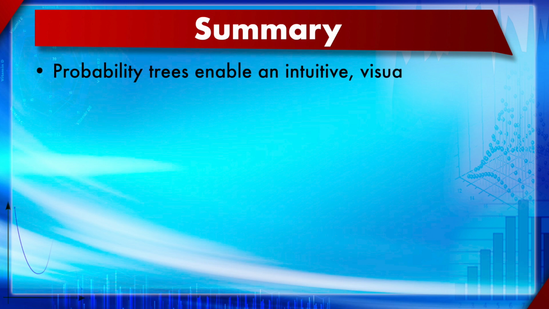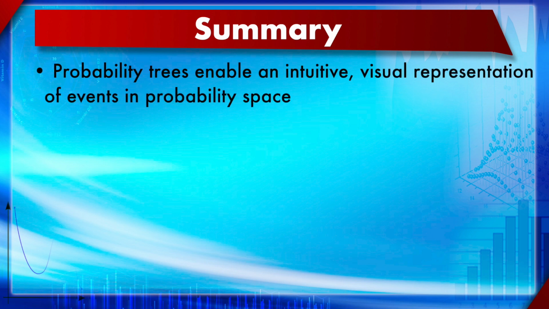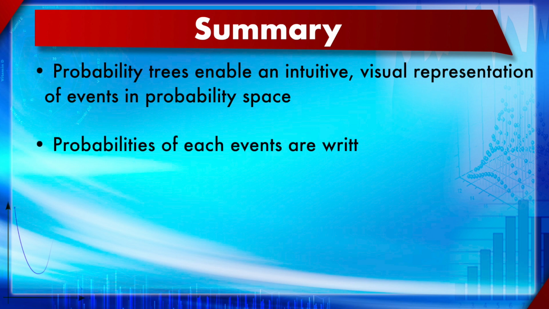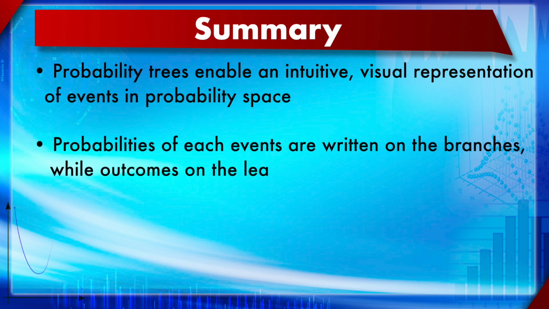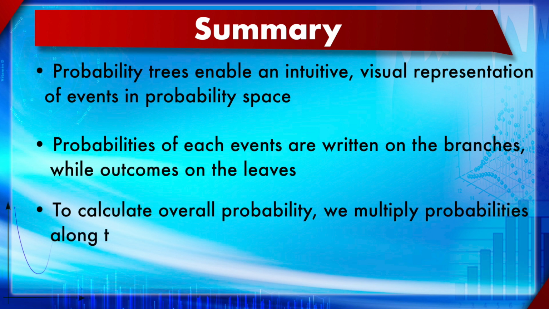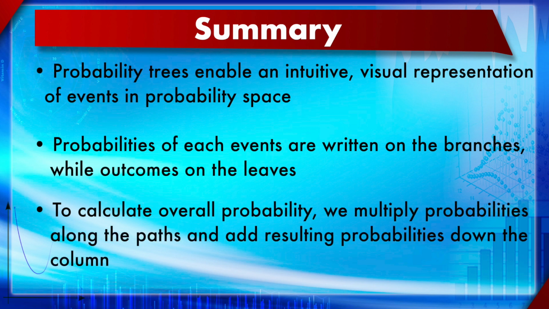So in summary, probability trees enable an intuitive visual representation of events in probability space. Probabilities of each event are written on the branches, while outcomes are on the leaves of the trees. To calculate overall probability, we multiply probabilities along the path and add the resulting probabilities down the column. That is how to work with probability trees.